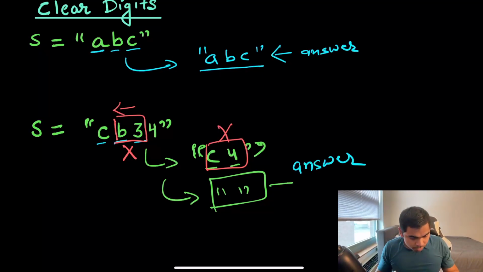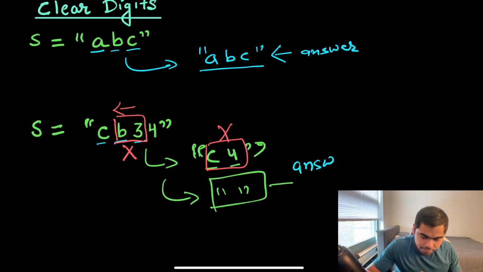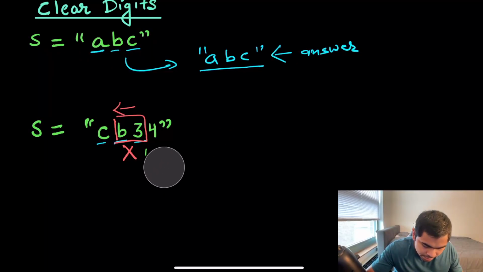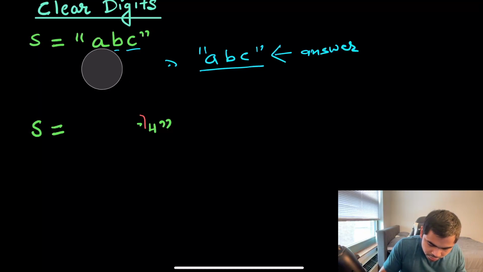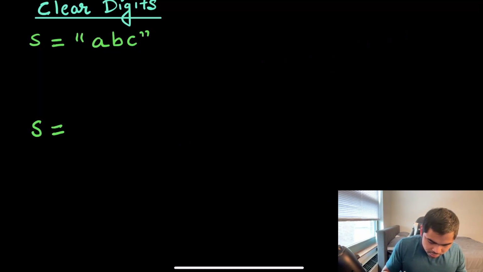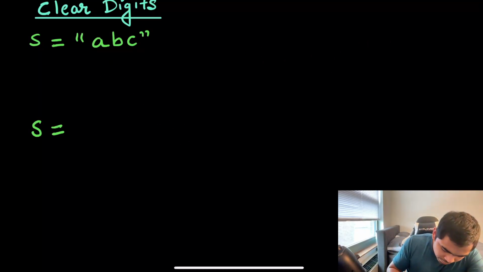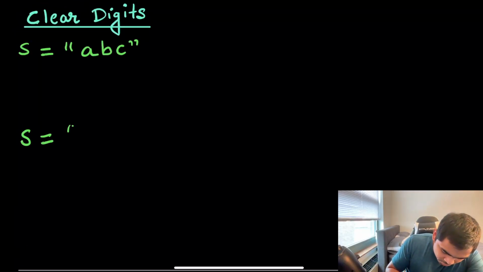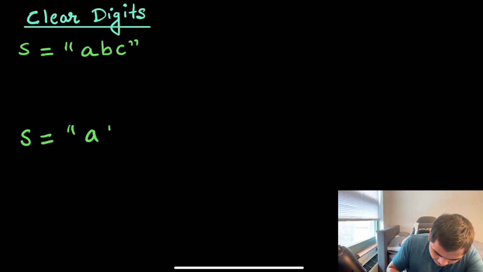Now we understand the problem. Let's see how we're going to actually implement the solution. I think the best way would be to use a stack. It's a stack series, so definitely we're going to use a stack. Let me clear things up, and implement the solution on, I would say, A, B, 4, 3, like that.